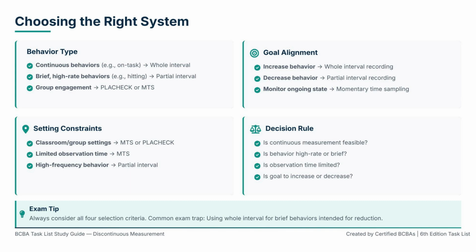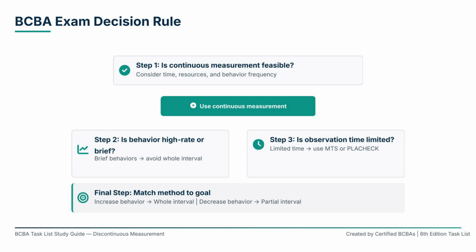Choosing the right system depends on four things: behavior type, goal alignment, setting constraints, and observation time. For example: increase continuous behavior, whole interval; decrease brief behavior, partial interval; group engagement, MTS or PLACHECK. Always consider all criteria together. A simple decision rule: Is continuous measurement feasible? Is the behavior brief or high rate? Is observation time limited? What is the intervention goal? The exam rewards systematic reasoning, not guessing.